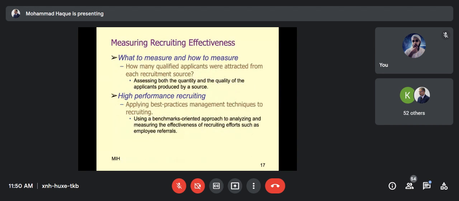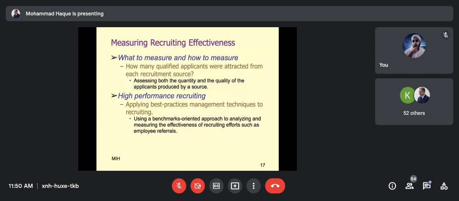Now, what we find is that measuring recruiting effectiveness has to be done. That is, what to measure and how to measure. That is, how many qualified applicants were attracted from each recruitment source that organizations have issued a circular or an advertisement for.